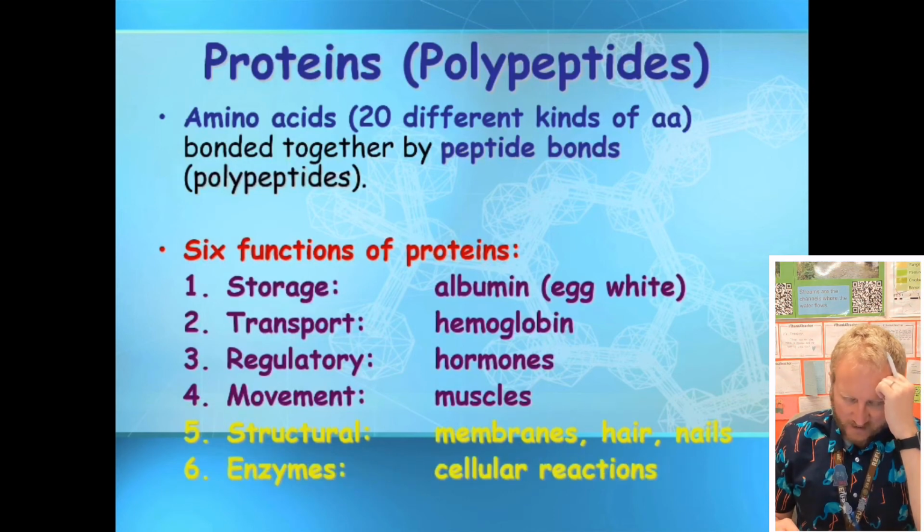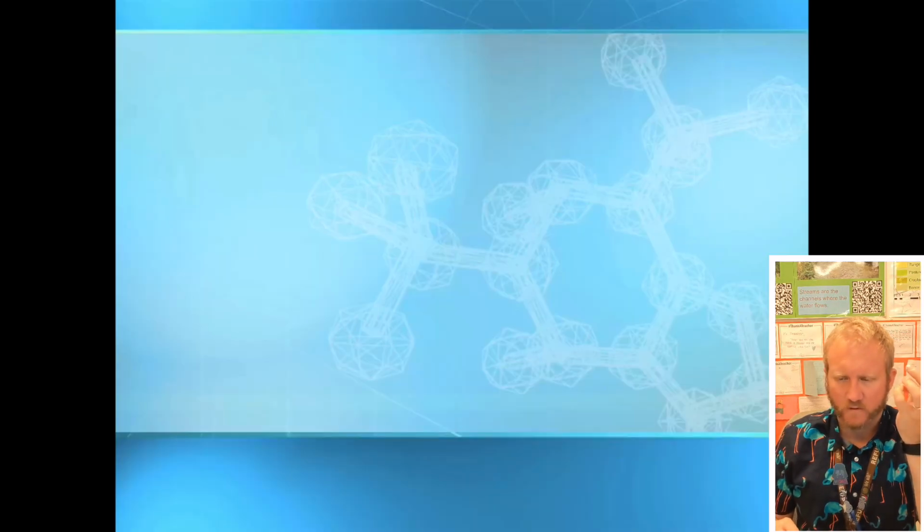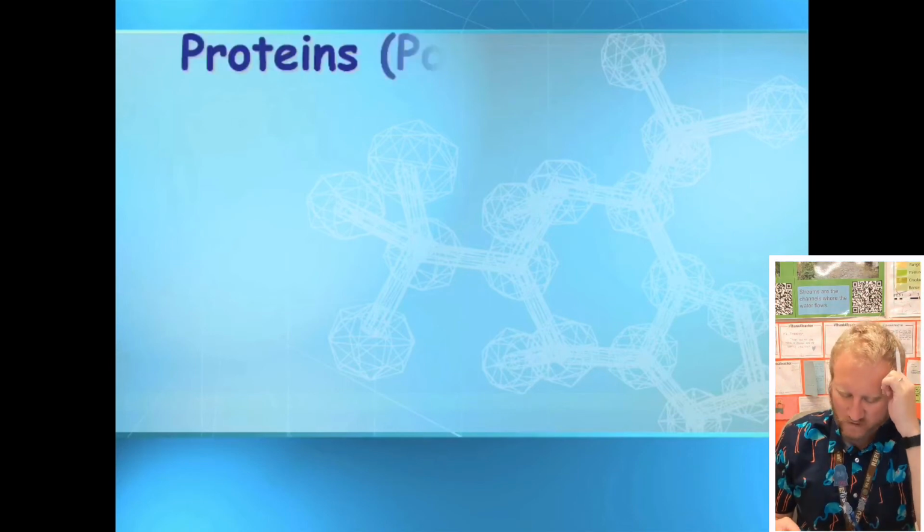What else do we got? Enzymes. Cellular reactions are sped up way faster than they would happen normally because of enzymes. So those are all really helpful. We'll talk about enzymes a little bit as we need to, but we're not going to spend a whole lot of time talking about proteins and stuff like that.